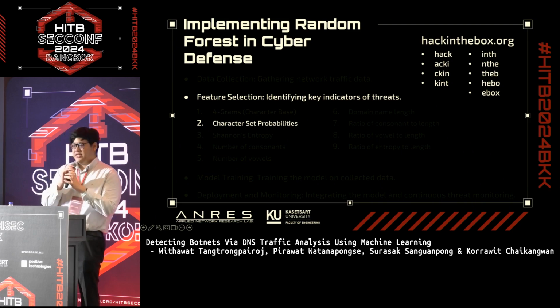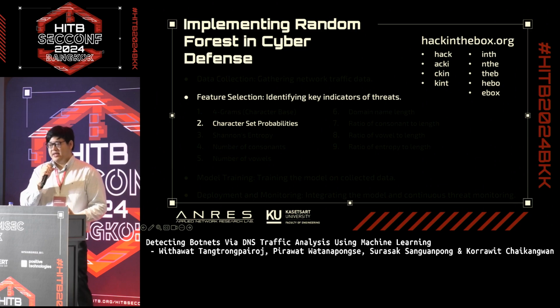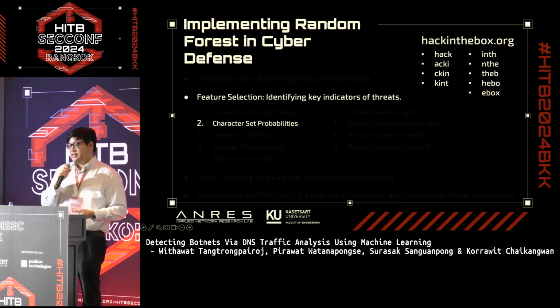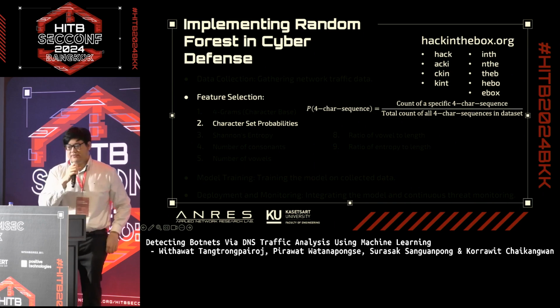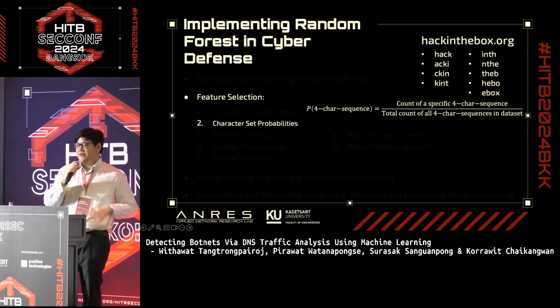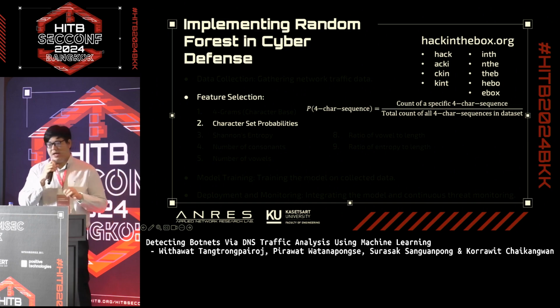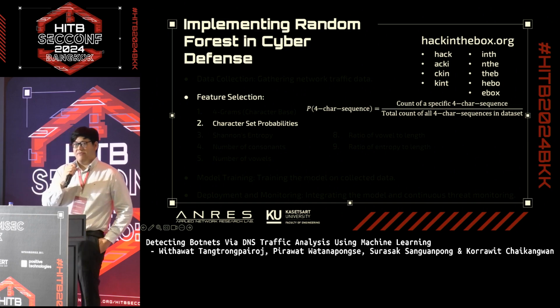Another important feature is character set probability. This metric looks at the likelihood of a specific 4-character sequence appearing, which can be critical in detecting unusual or suspicious domains. The formula on the slide shows how we figure out the probability. This is different from the 4-gram.